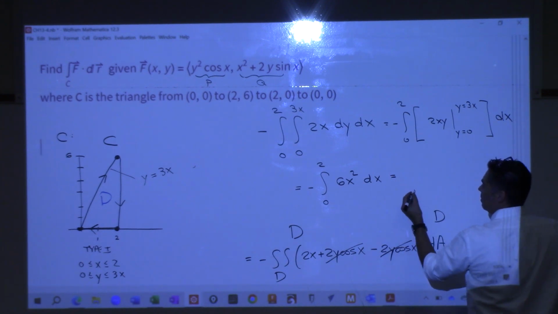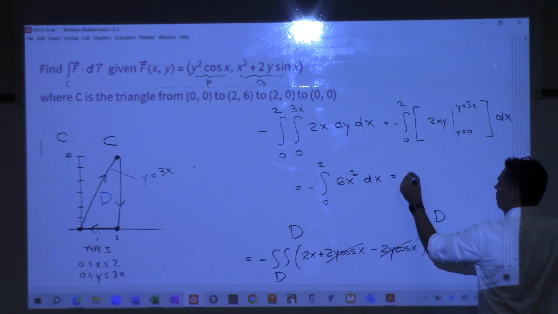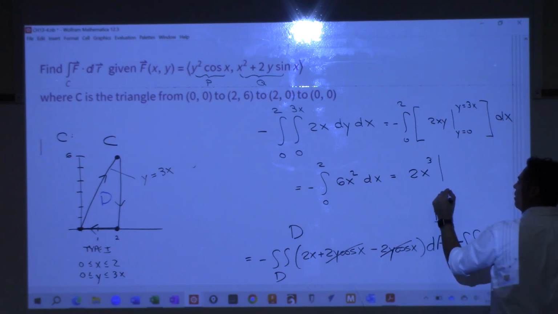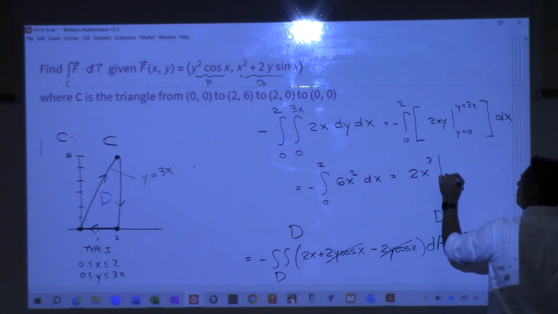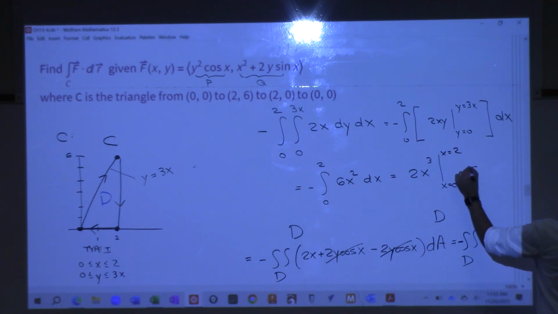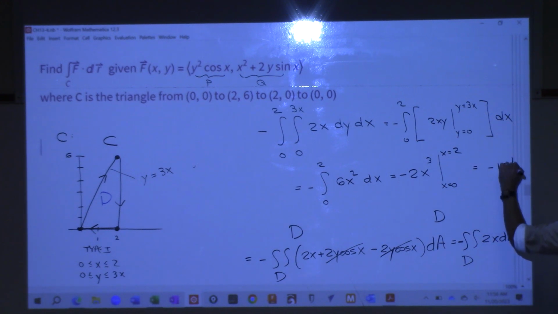This is 2x cubed evaluated from 0 to 2. We know it's x, right? But I'm just going to put it. And the negative, thank you. And so our answer is negative. Let's see, plug 2 in. 2 cubed 8, negative 16. Plug in 0, you get 0. Negative 16.